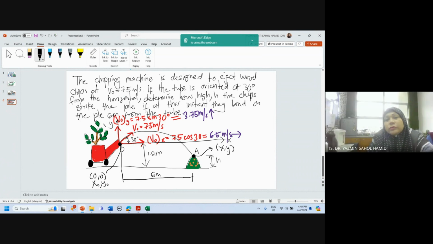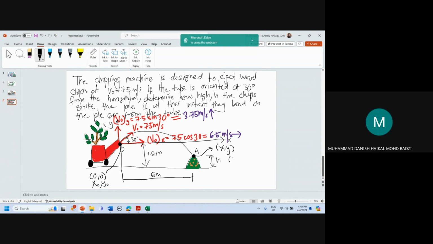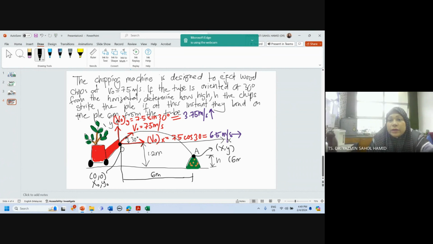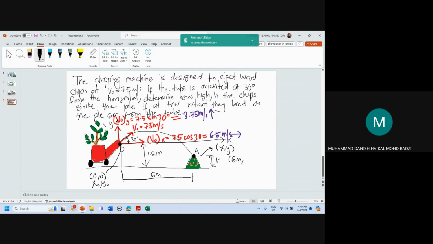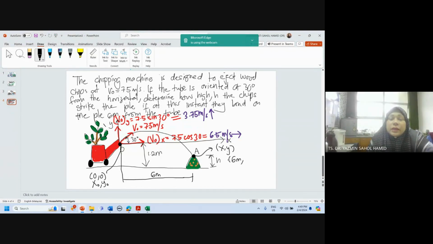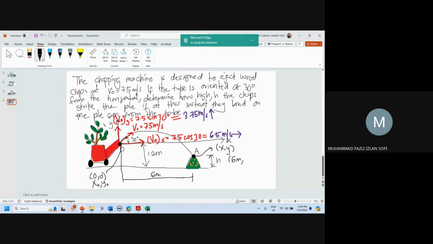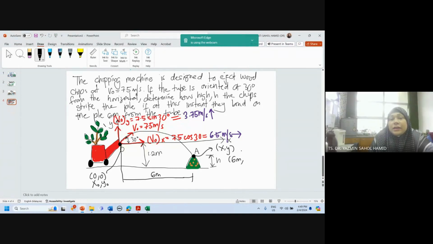But what is the value? Can you tell me? What is X? 6. 6 meters, that's correct. What is Y? 1.2 minus H. Are you sure? It is correct, but... Negative. Yes, negative. Right? Anything below, of course, is negative, right?